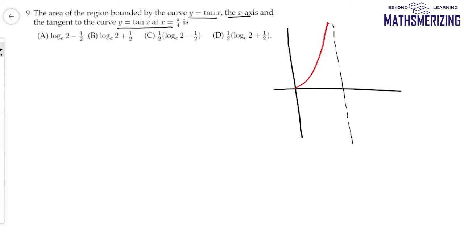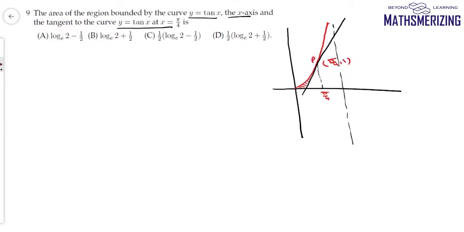Now suppose this point is pi by 4. So I'll draw the tangent at pi by 4. So we'll need to find the area bounded by this curve, the x-axis, and this tangent at pi by 4. Now this point is (pi by 4, 1). So first I'll find the equation of the tangent at this point P.